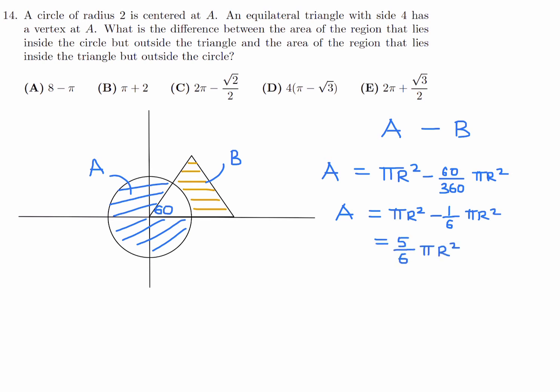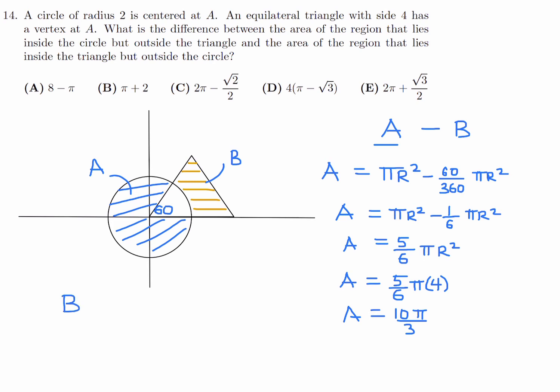And some of you probably would have just written this immediately. But I always like to explain things because not everybody would know that immediately. So now the radius is 2, so we just plug in 2, and that would be 5 over 6 times pi times r squared. R squared would be 4. And then this is just 20 over 6, which is 10 over 3. So 10 pi over 3. So there we go. This A is 10 pi over 3.